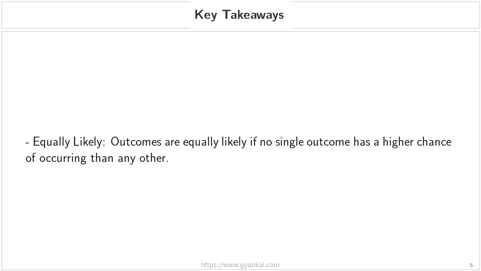Key takeaways. First, let's revisit our core definition. Outcomes are considered equally likely only if no single result has a higher chance of occurring than any other. If one result is even slightly more probable than the rest, we can no longer call them equally likely.